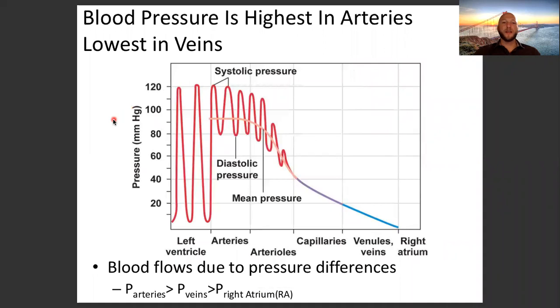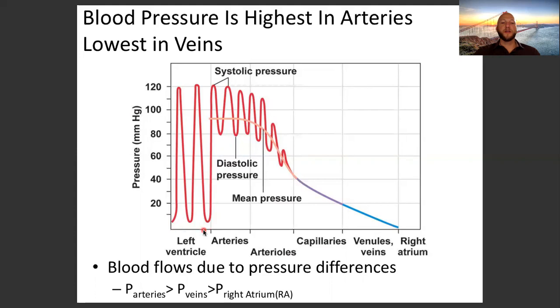So blood pressure is highest in arteries and lowest in veins. Remember, blood flow is dictated by pressure differences. Blood flows from high pressure to low pressure. Our pressure in our arteries is greater than the pressure in our veins, which is greater than the pressure in our right atrium. So blood flows through our arteries, then to our capillaries, then through our veins, and then through our right atrium. So let's look at the pressure as blood flows through our circulatory system.